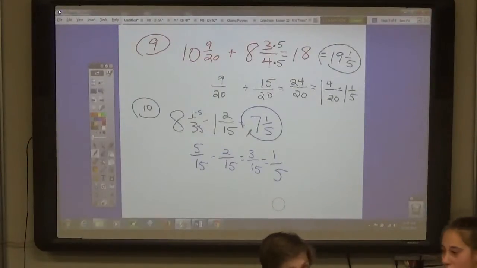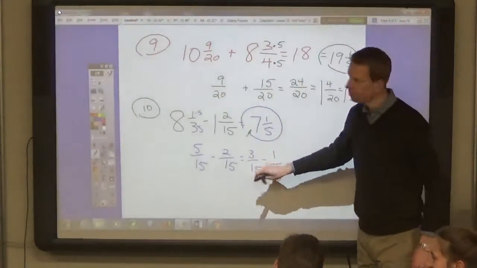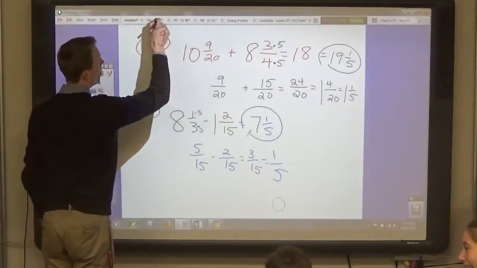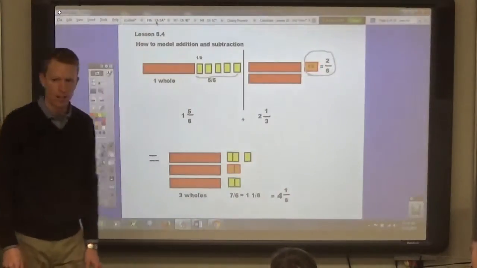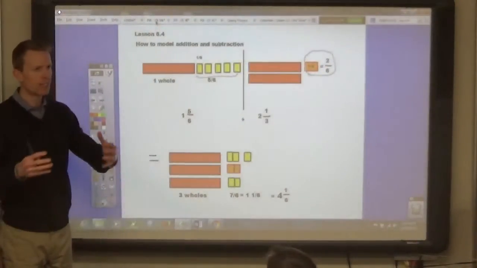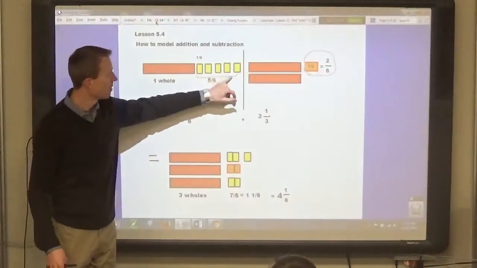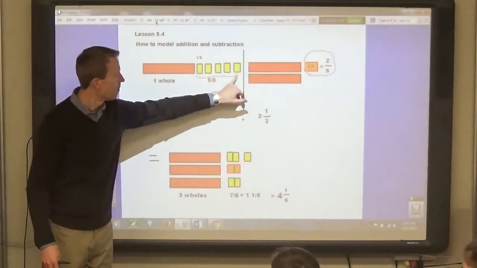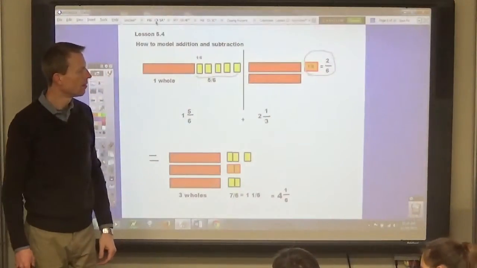Okay, sixth grade. In lesson 5.4, we're going to be working with mixed numbers again, and specifically subtracting. But if you don't have enough pieces to subtract, then what do you do? Okay, so for example, if you have 1 and 5/6, these are cut into 6 and you have 5 of them, okay?